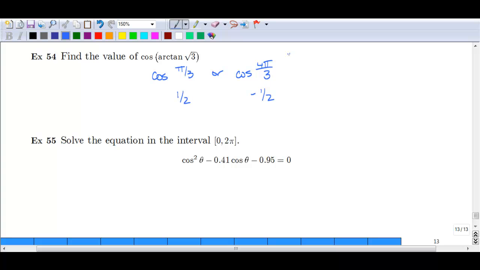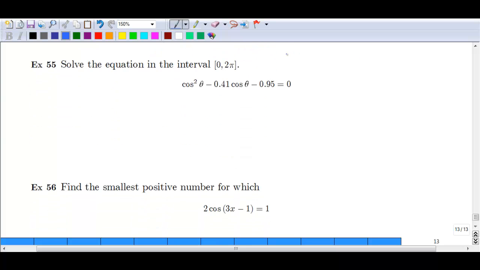A few more examples here, and again we're going to go back to solving. If we want to solve the following equation, we've got cosine squared theta minus 0.4 cosine theta minus 0.95. In this case, this is one of those where you want to factor, and if you want to rewrite this, for instance, as x squared minus 0.41x minus 0.95 equals 0. So in this case, we're going to let cosine of theta equal x, just to simplify things, just so we can see that this is really algebraic.